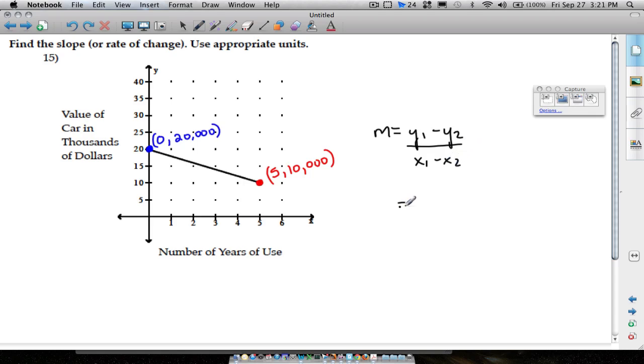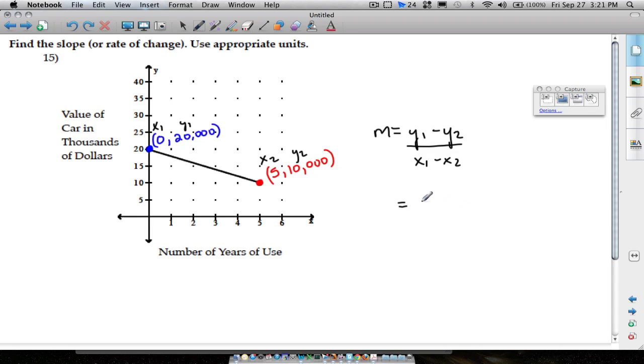So let's plug in our values. It doesn't matter which one you call y1. If we call this y1, we have to call that x1. So just make sure whichever one you call x1, you call that y1. You don't want to say x1, y2. Just be careful there. So we'll call this the x1, y1. We'll call this the x2, y2.